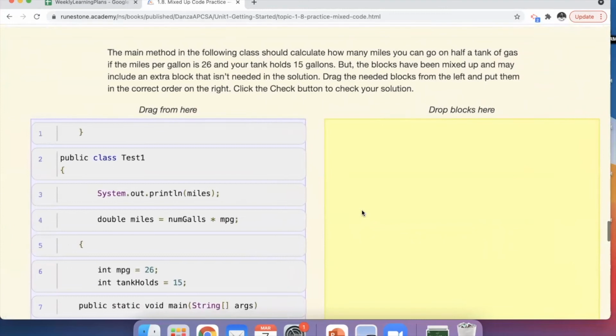All right. The main method in the following class should calculate how many miles you can go on a half tank of gas if the miles per gallon is 26 and your tank holds 15 gallons.